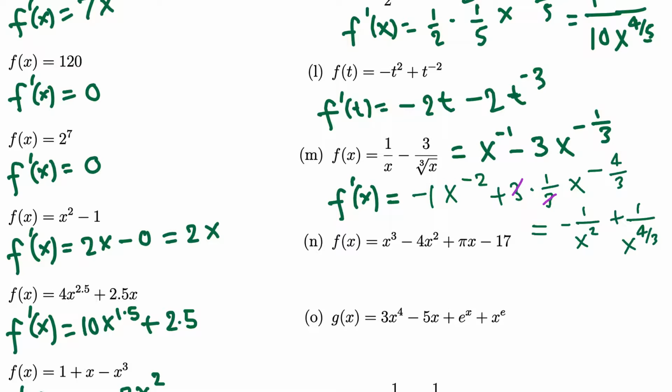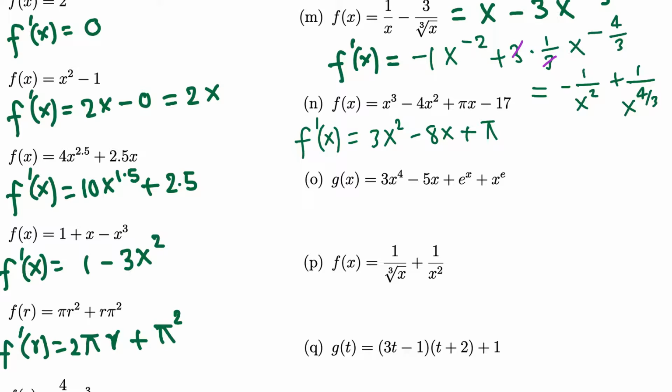Okay, in the end, let's find the derivative. We got a bunch of terms here. X cubed, just from the power rule, 3x squared, minus 4x squared, 4 times 2, 8x, 2 minus 1 is 1, plus pi x, pi is a constant, so pi survives, times the derivative of x, which is 1, so this is pi, minus the derivative of 17, which is 0. Constant function, 0, you don't have to write it.